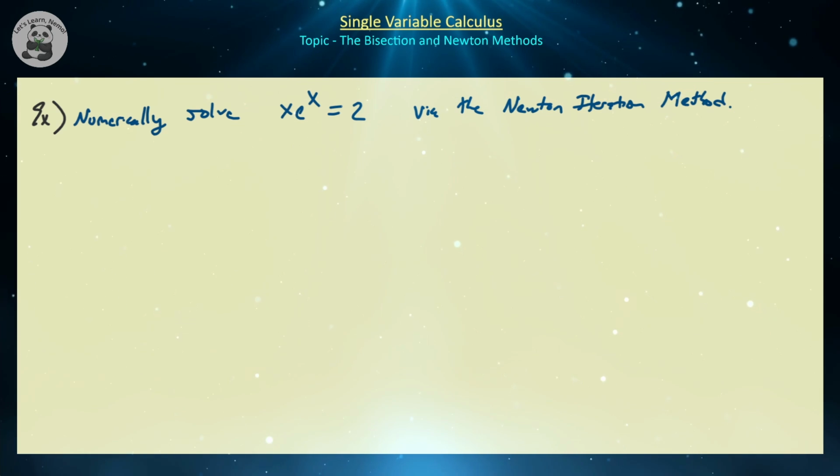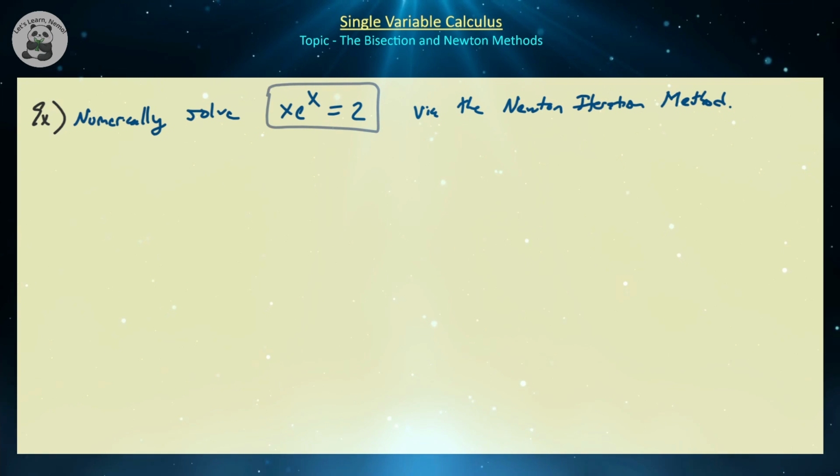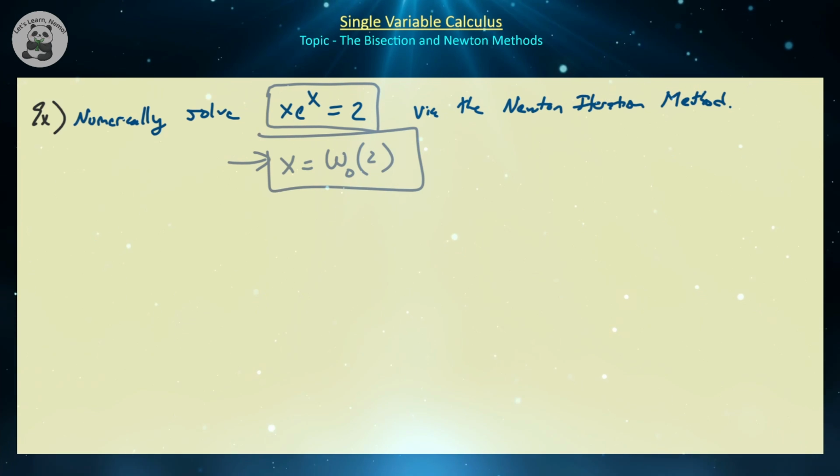Now, if you are familiar with some non-classical elementary functions, for example, the Lambert-W relation, then you should already know that the true solution to this is often represented as W0 of 2. But if you do not know what the Lambert-W relation is, then this representation doesn't have any meaning to you, right?